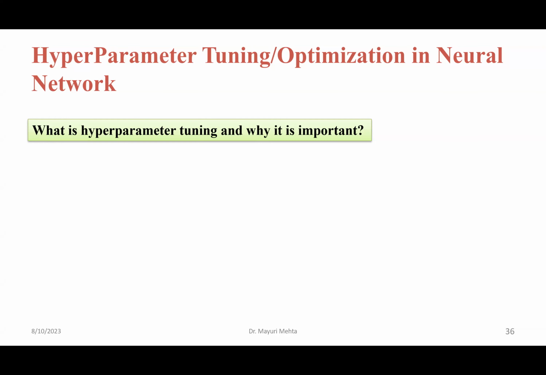So hyperparameter tuning is the process of finding the optimal values for the hyperparameters of a neural network. Hyperparameters affect the model's performance and are set before training. Hyperparameter tuning can improve a neural network's accuracy and efficiency, and it is essential for getting good results for your neural network. Okay, fine.